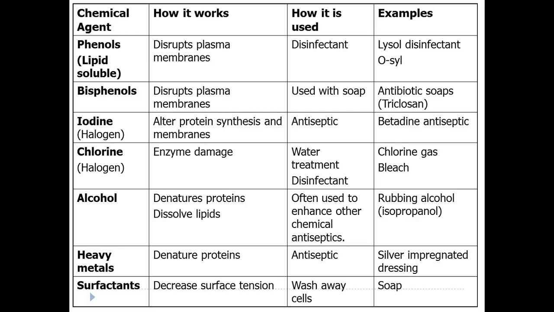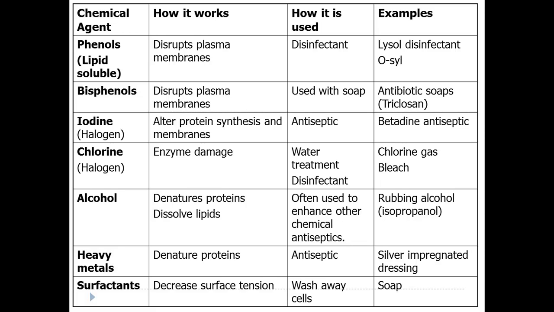Iodine is a halogen. It alters the protein synthesis in the membranes. So it's an antiseptic. A perfect example of this would be the Betadine antiseptic. Chlorine causes enzyme damage, and we use this to treat water. It's also a disinfectant. Bleach is a perfect example of this. Alcohol denatures proteins and dissolves lipids, and is often used to enhance other chemical antiseptics, so rubbing alcohol.